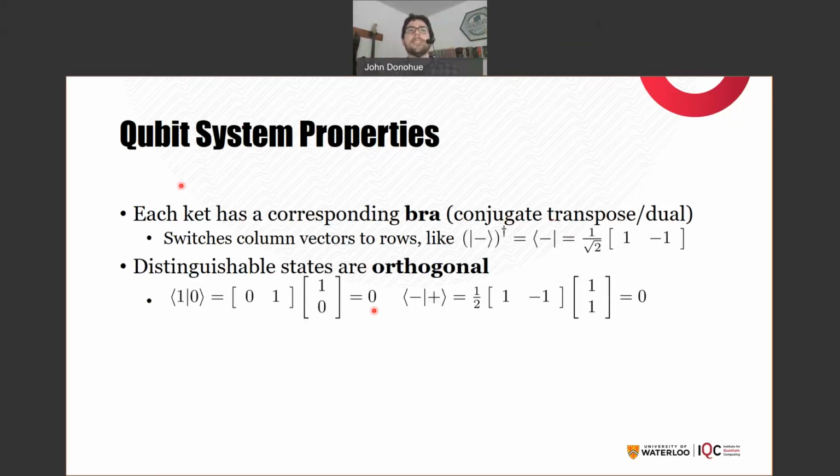So, okay, distinguishable states. Just a fact about qubit systems is that distinguishable states are represented as orthogonal vectors. So if I look at my 0 vector and my 1 vector, I can find the inner product of them and I can represent that simply using bra-ket notation as the bra 0 and the ket 1 in those brackets. I look at that, that means I have a row vector 0, 1, and a column vector 1, 0.